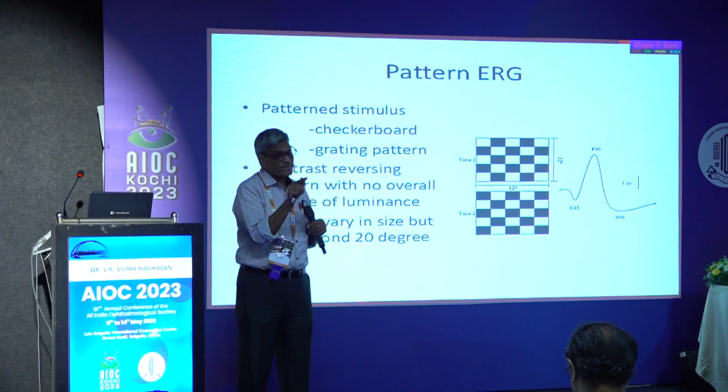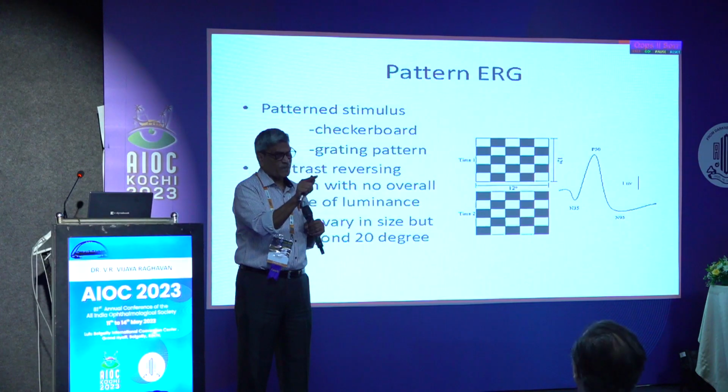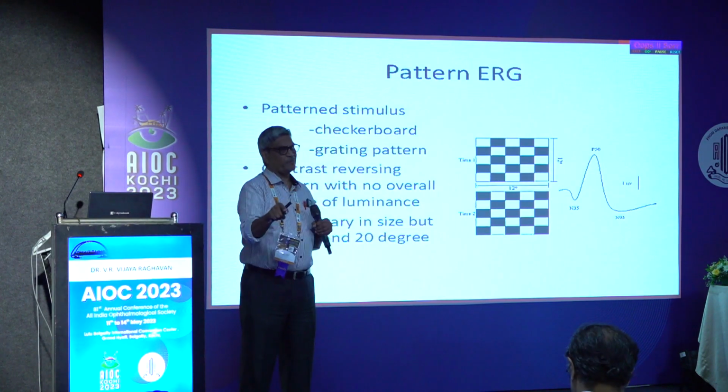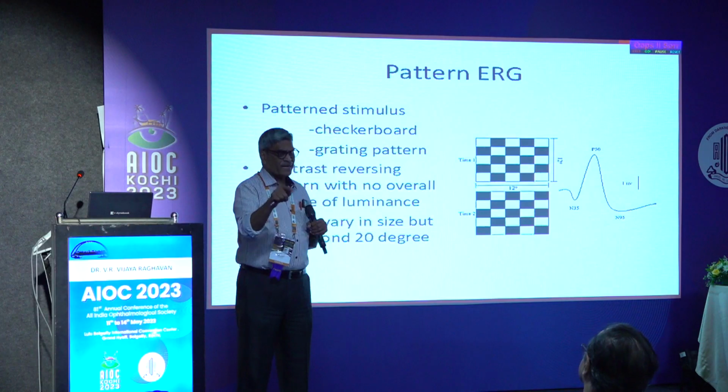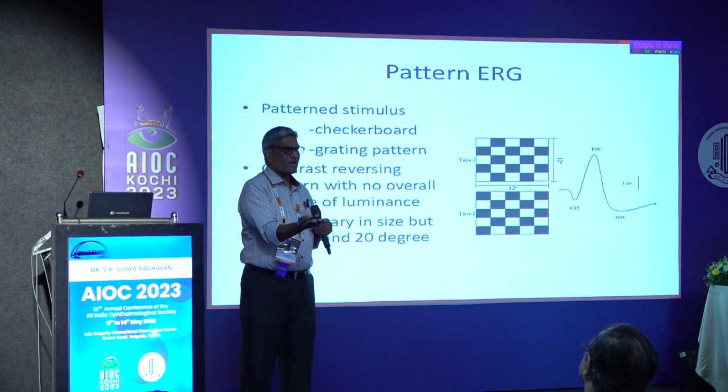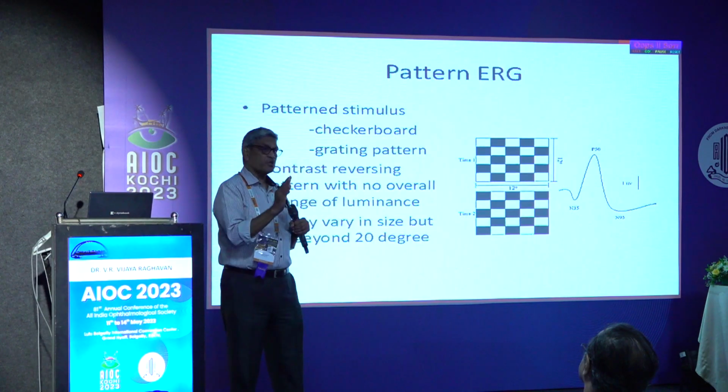That's why the pattern ERG is very useful to differentiate whether a problem is because of an optic nerve problem or a macula problem. In pattern ERG, the macula problem will definitely manifest, whereas an optic neuritis patient may not develop problems. This is the use of pattern ERG.